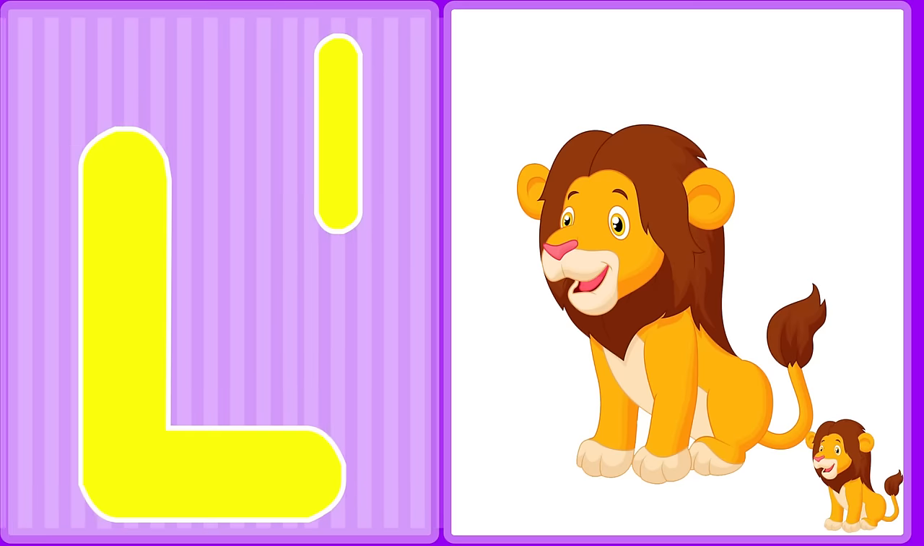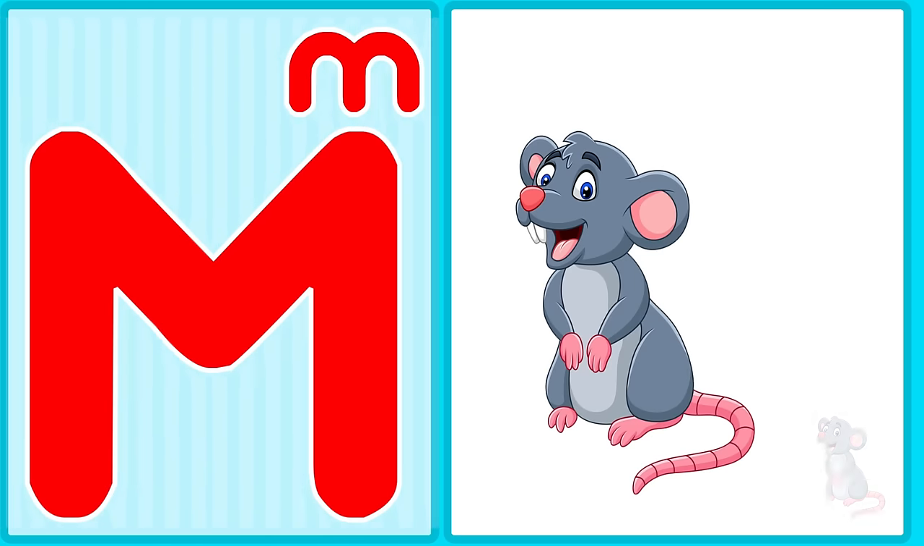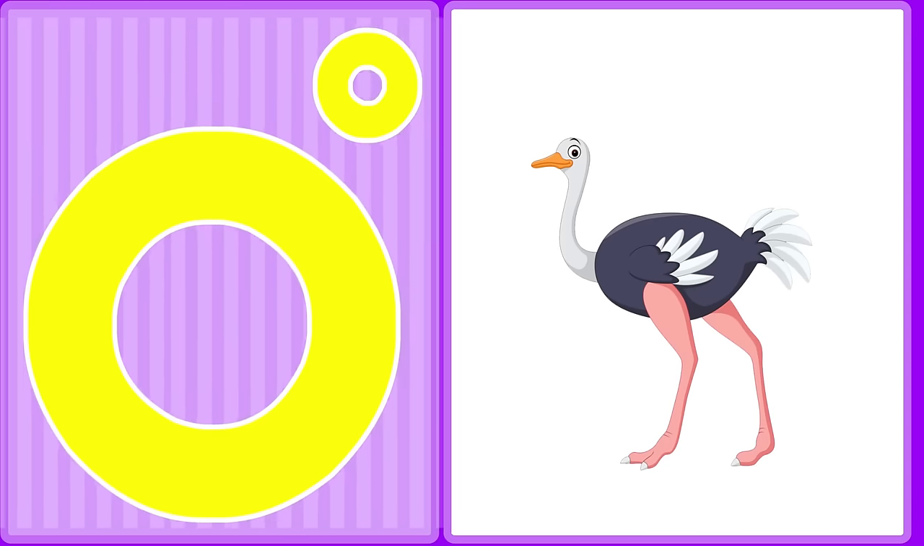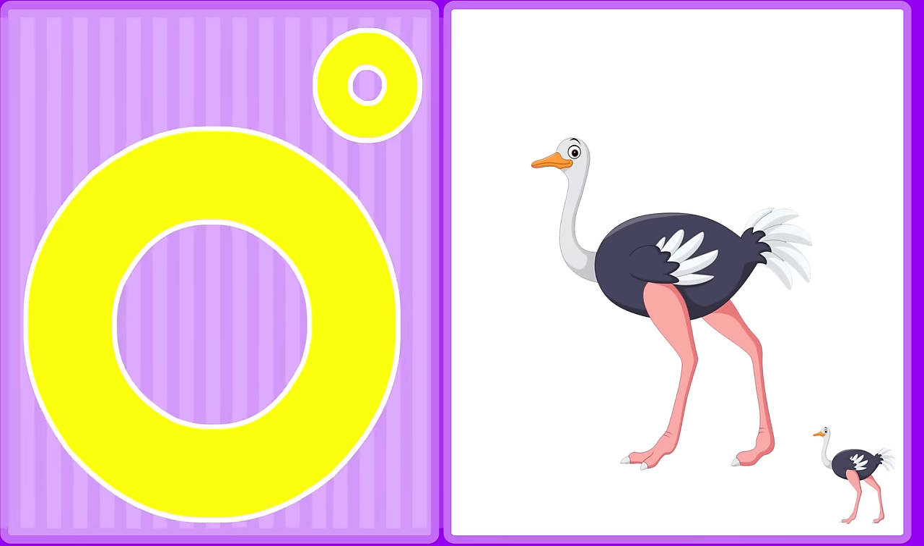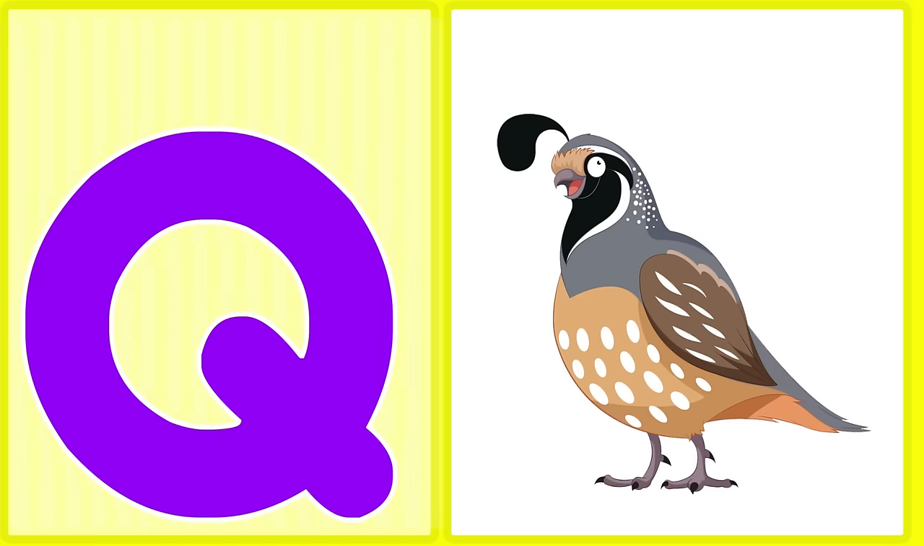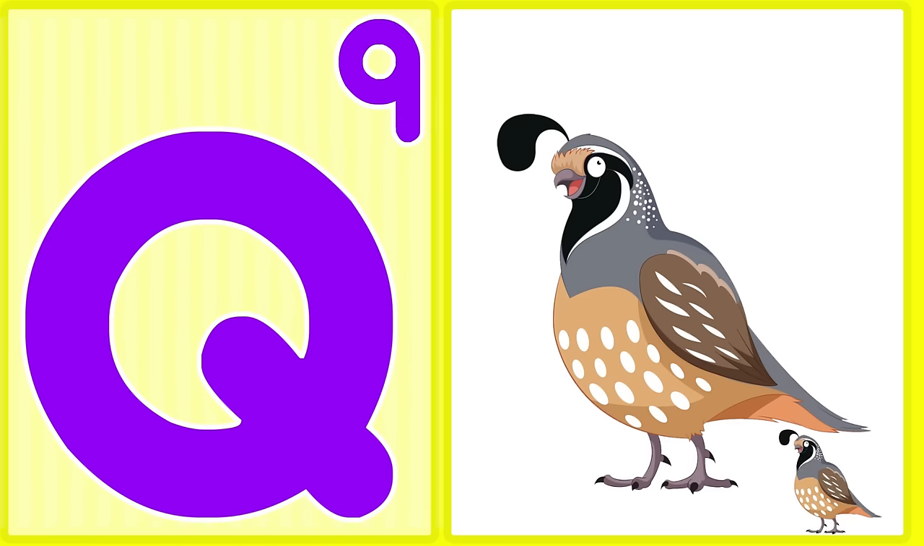Lion, L, lion. M is for mouse. M, mouse. N is for newt. N, newt. O is for ostrich. P, pig. Q is for quail. Q, quail.